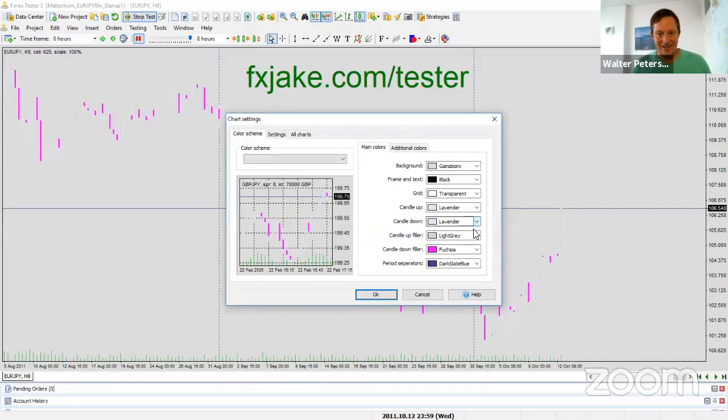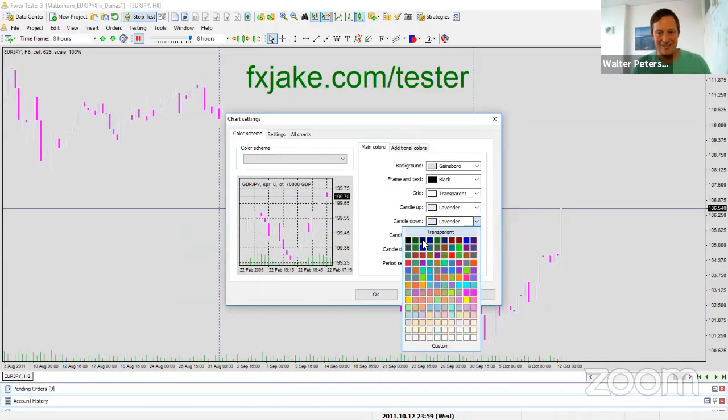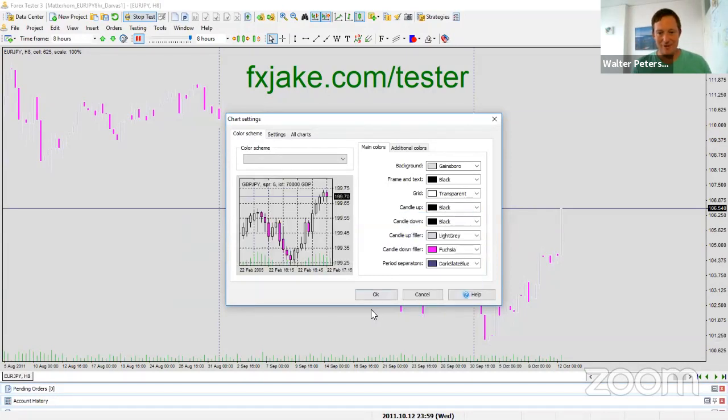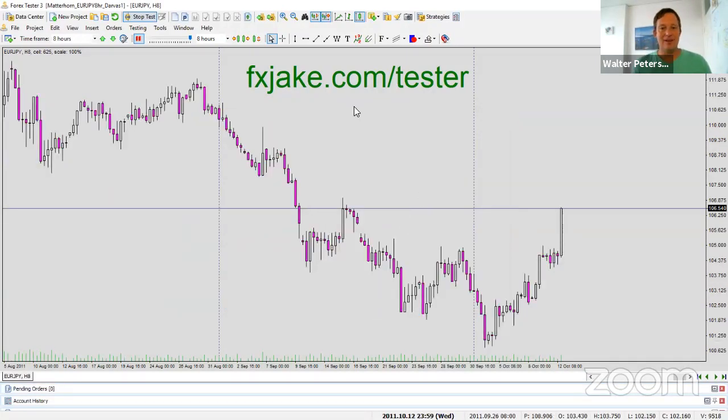Let me do this too so you can see the candles. This was set up for a completely different background. Okay, cool. All right.